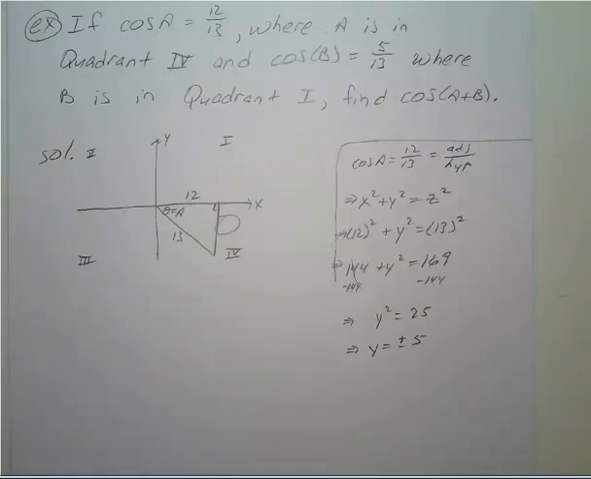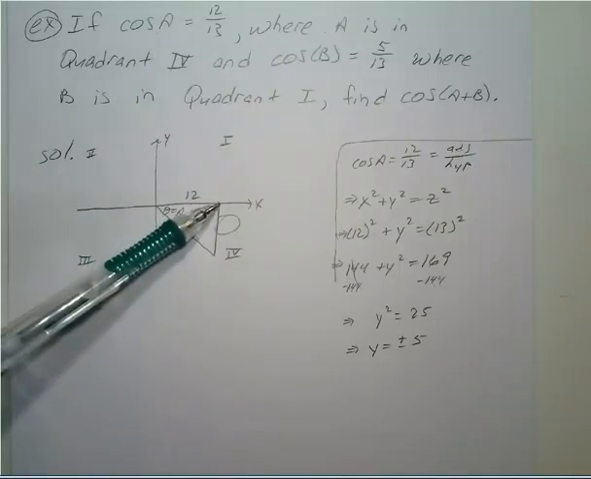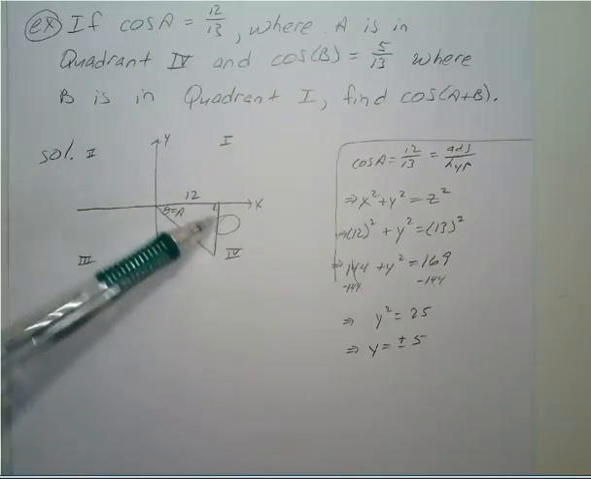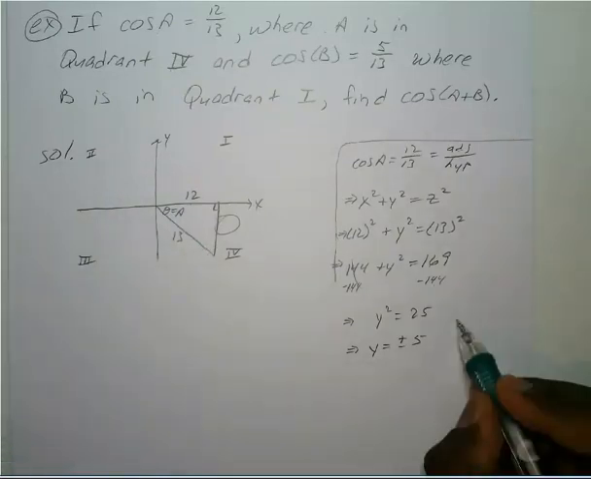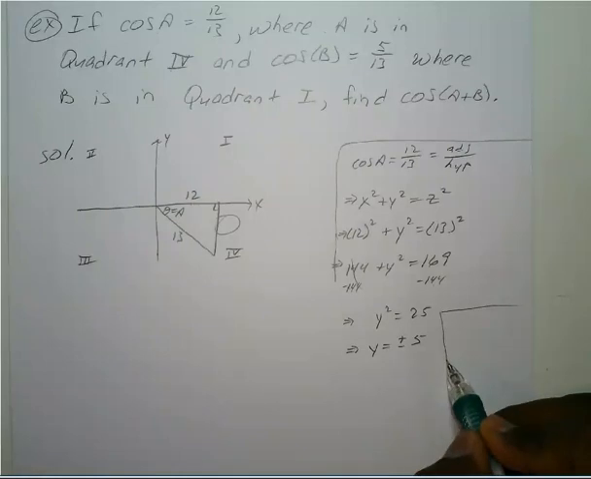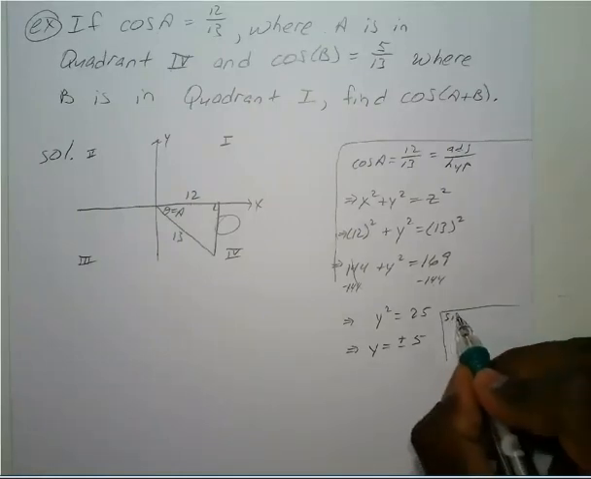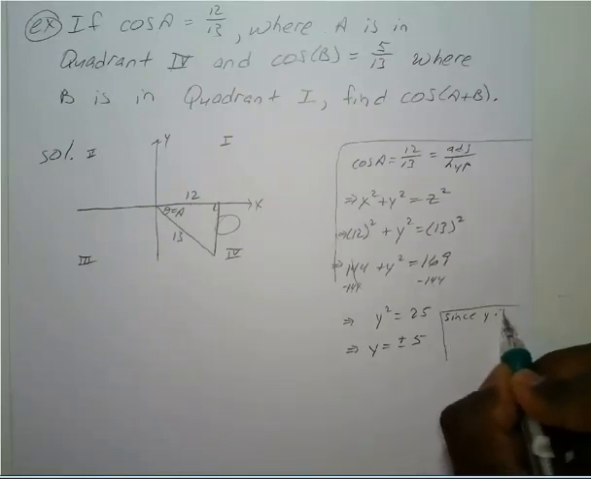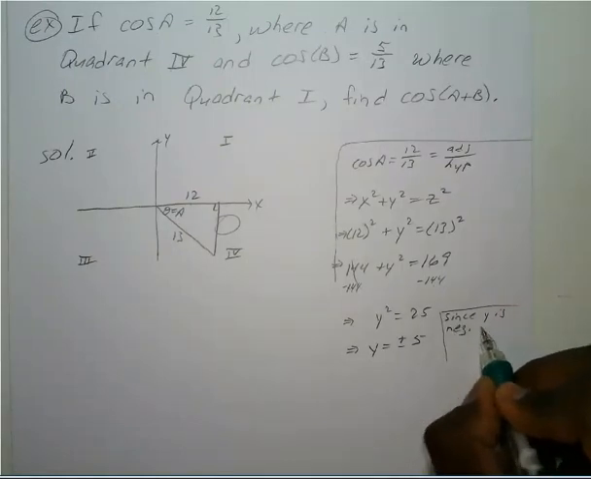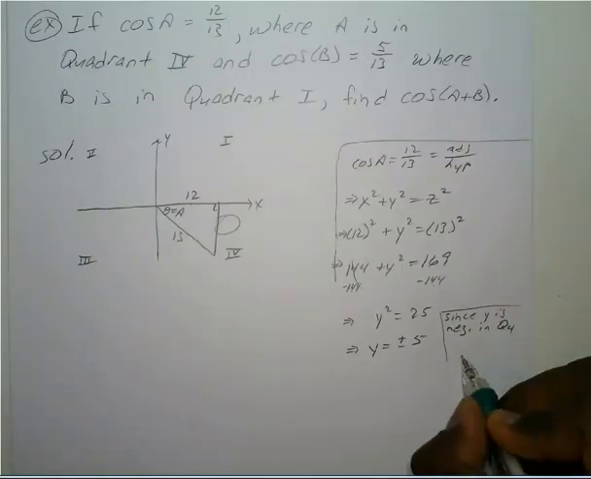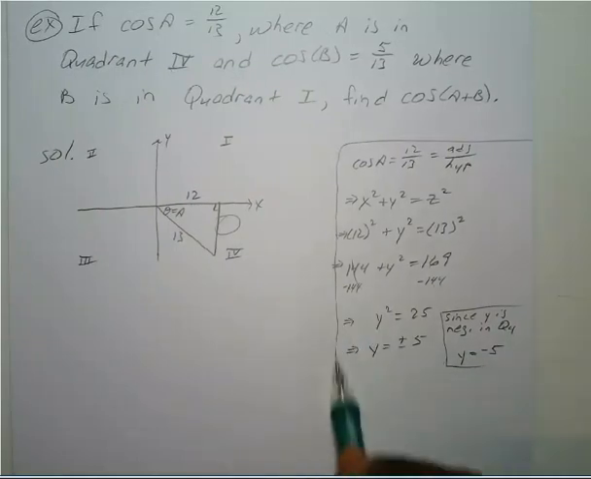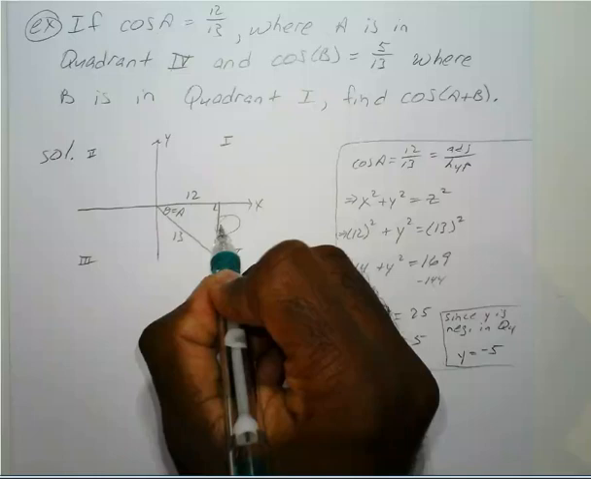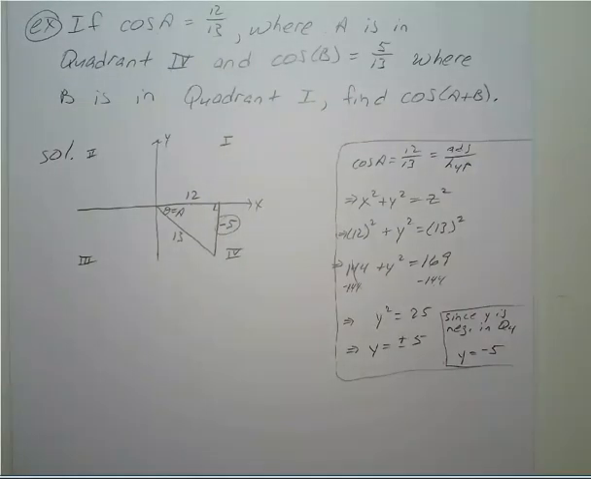Okay. Now which one? Well, it depends on the quadrant. If you look in quadrant 4, since it's below the x-axis, your y is negative. So since y is negative in quadrant 4, we know that our y is going to be negative 5. So this is going to be negative 5.